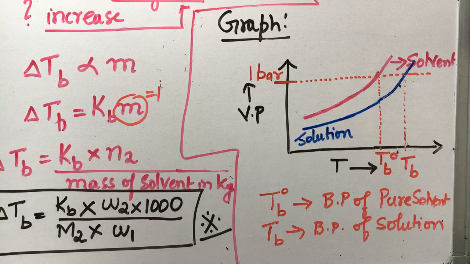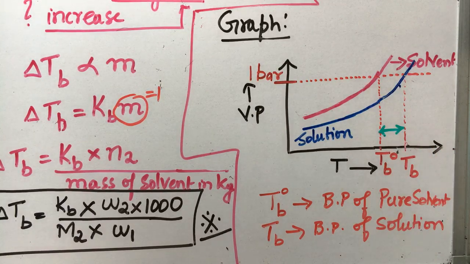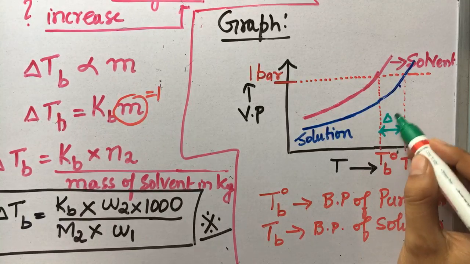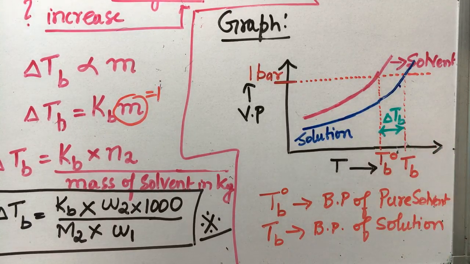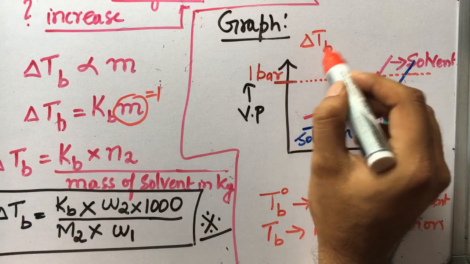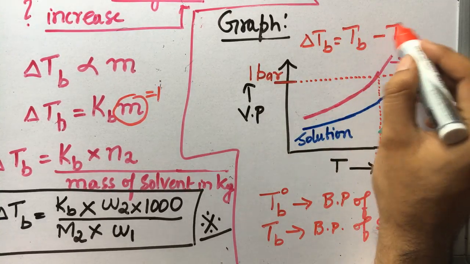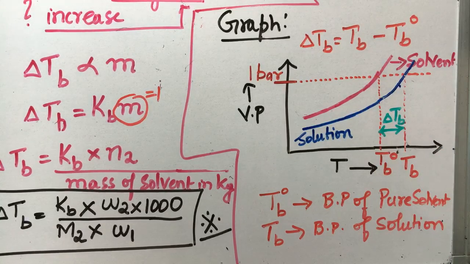Now you can see there is an increase in the boiling point. The increase in the boiling point is here. This is called delta TB, the difference in the boiling point. Now tell me, students, what is delta TB? That is TB minus TB naught. That is called the change in the boiling point.